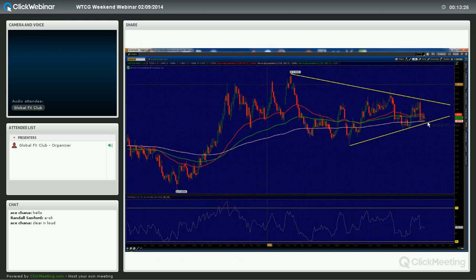Euro Kiwi, well supported here about 163.50, well resisted here at 167.35. Pretty nice range to play here. If you want to play a range, this is not a terrible one to consider.